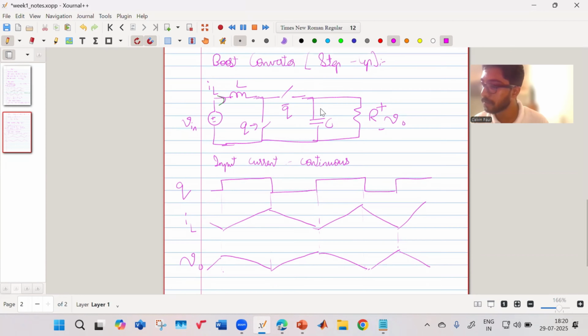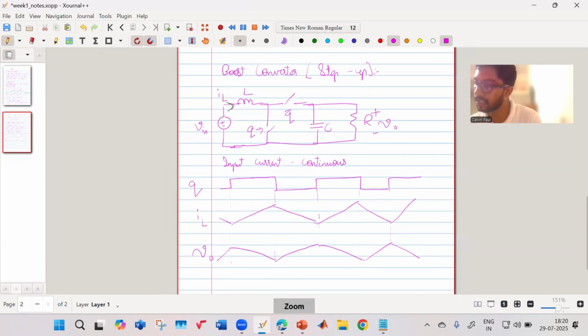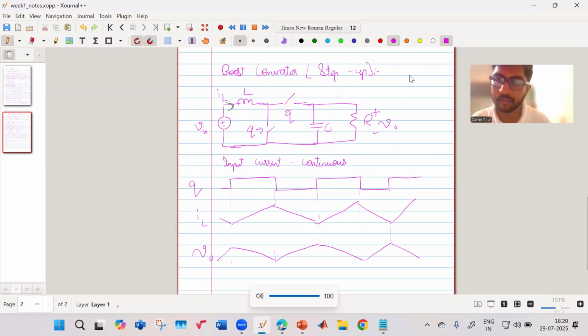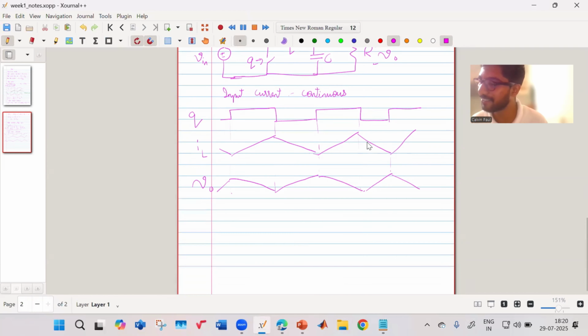Okay, so any queries till this point? If you have any doubts, you can stop me. If I'm not audible also, you can stop me. If there are any issues also, you can stop me in between. Okay, you have understood very well. So similarly, there's a buck-boost converter also. I'm not going into the details of it much.